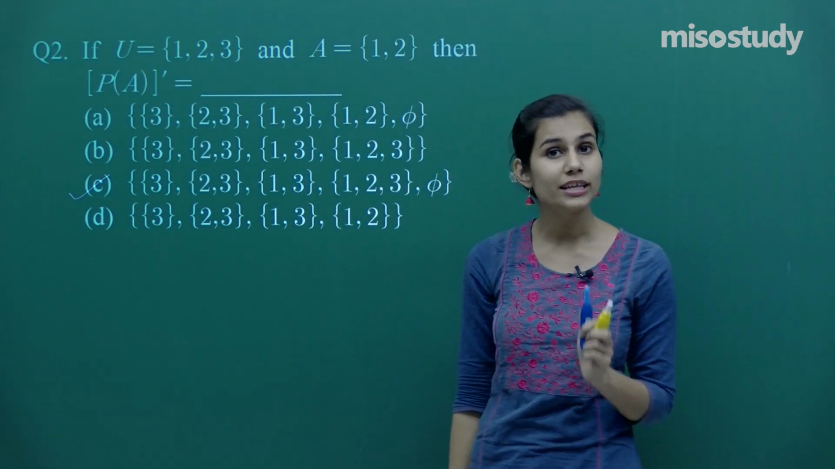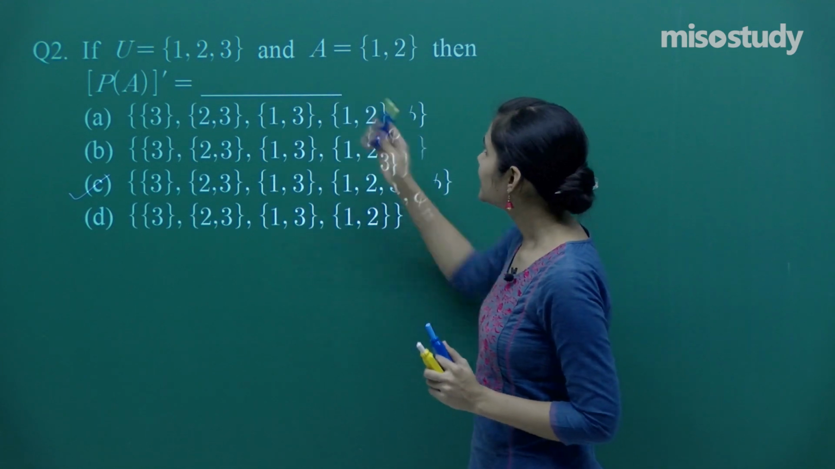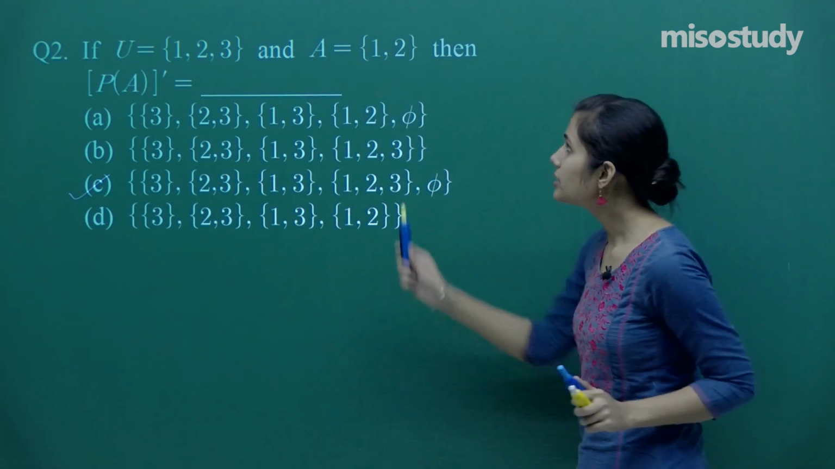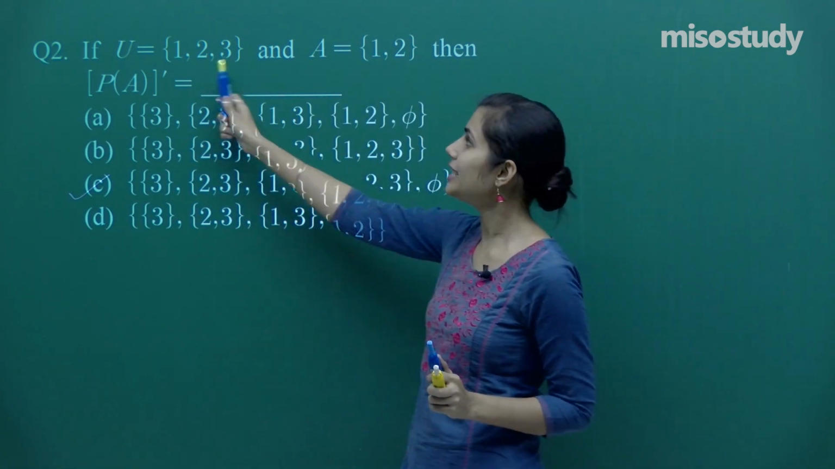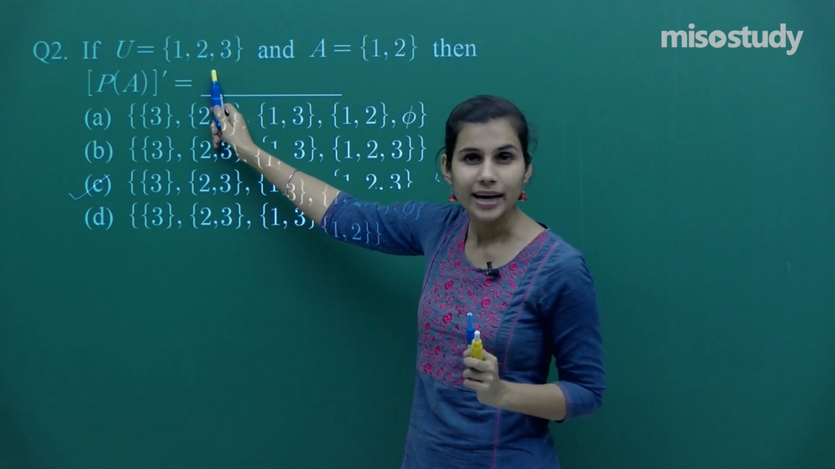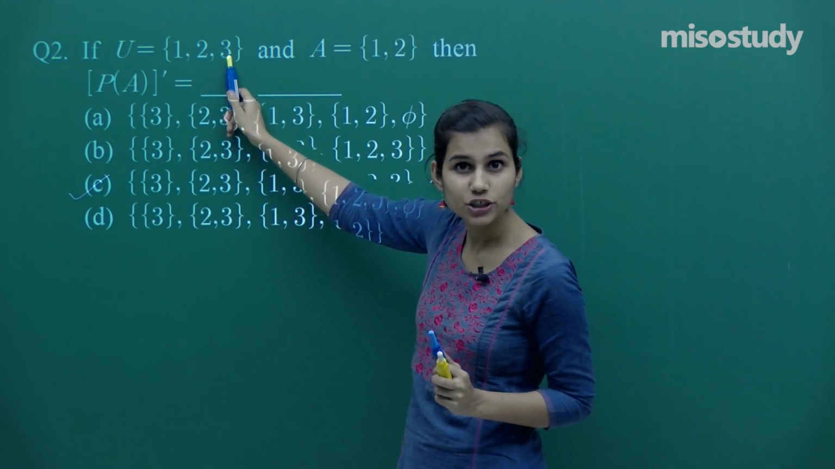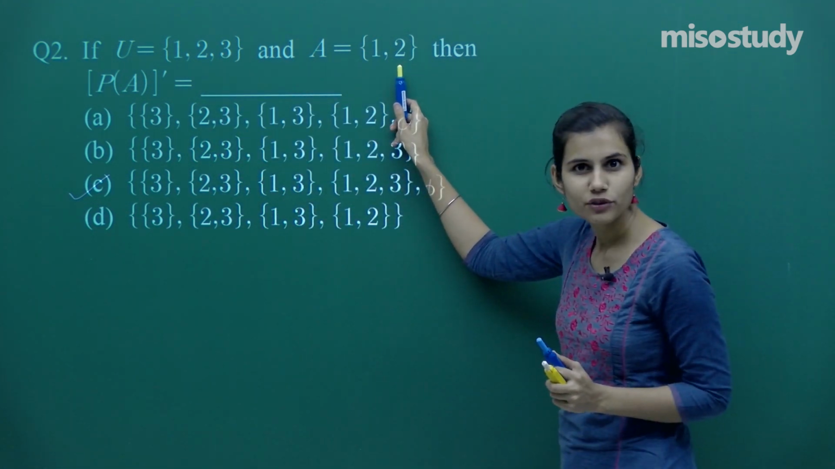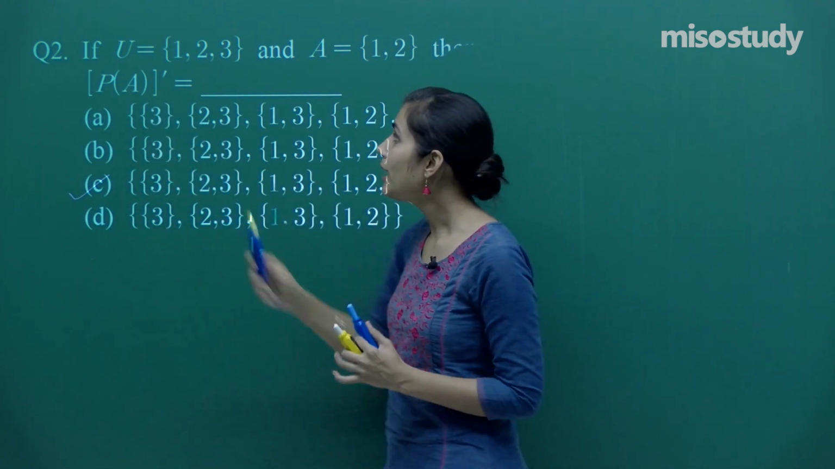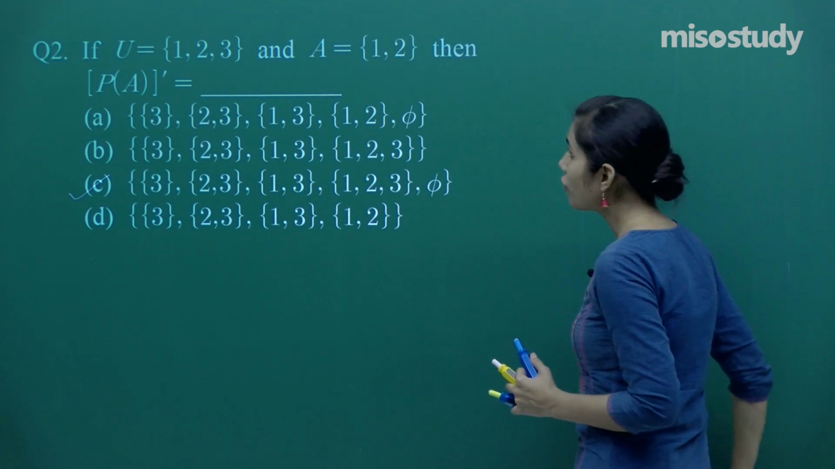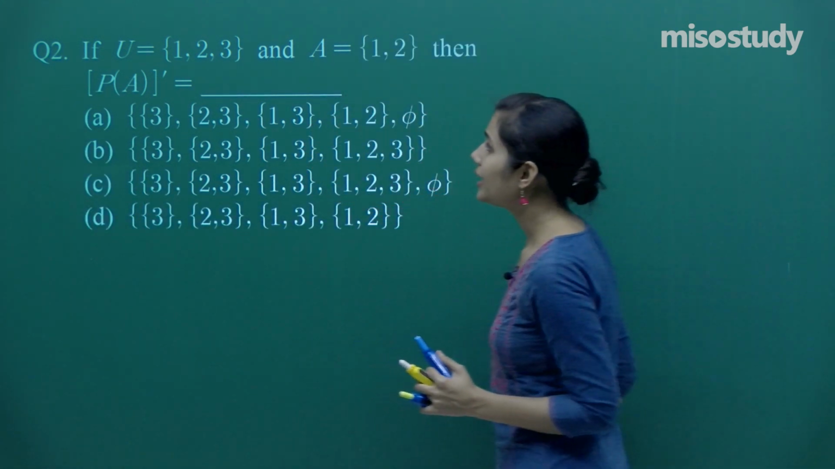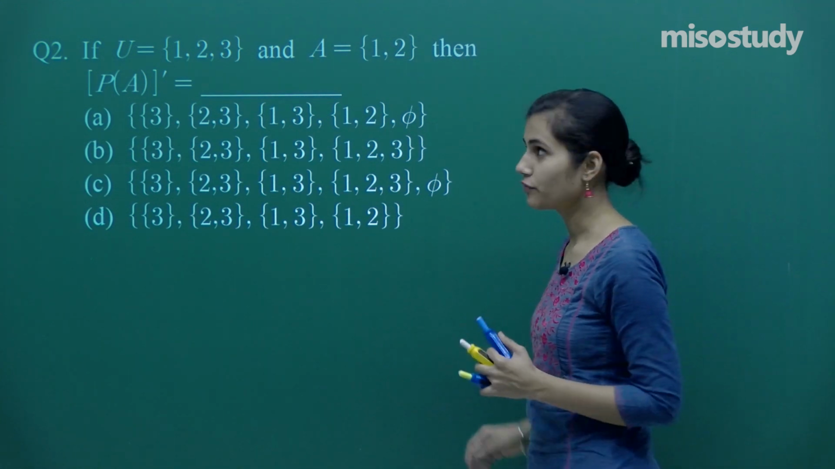The next question waiting for us says that if universal set U is the set of three natural numbers 1, 2 and 3, set A is of two natural numbers 1 and 2. Now this is obvious that my set A is a subset of the universal set, in fact proper subset. Mind it, because 3 is sitting inside U, A does not have 3. Then it is saying, what do you think will be the complement of the power set of A? Here we are asked to find out the complement of the power set of A.